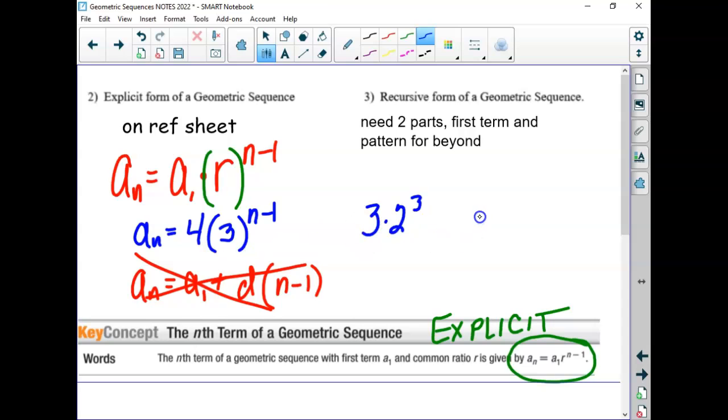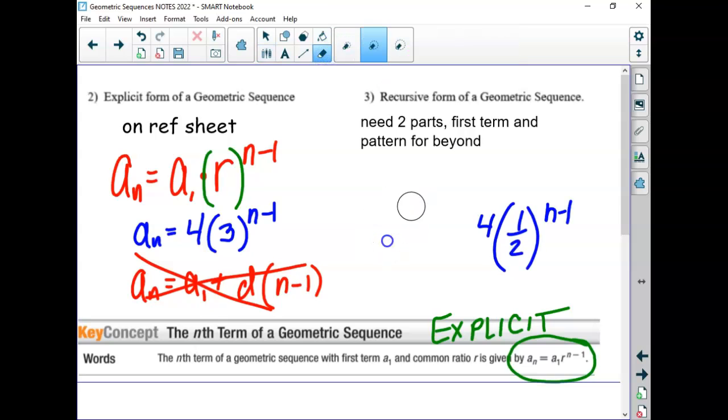I don't know why, when it becomes something like this, if that was the example, then students suddenly think it's okay to do 4 times a half. It's never okay when there's an exponent to simplify the multiplication. Everybody good?